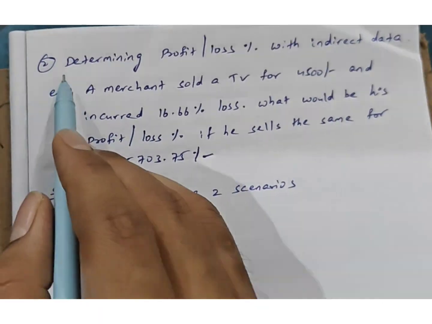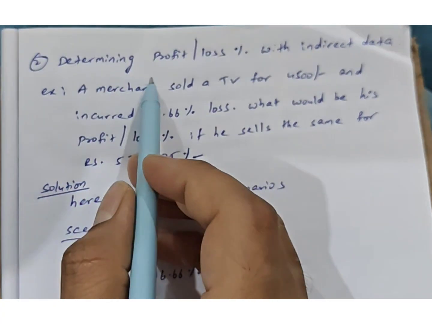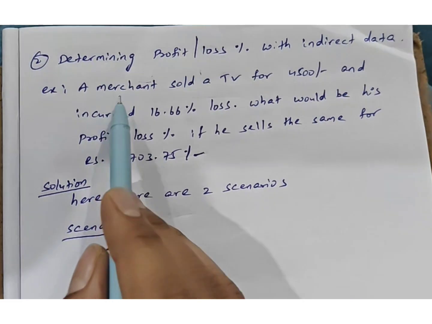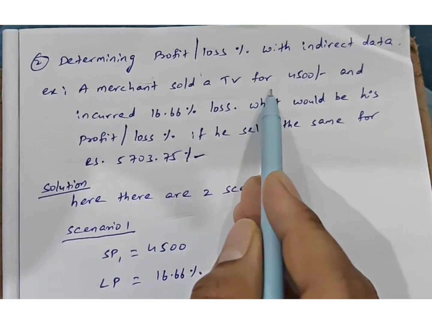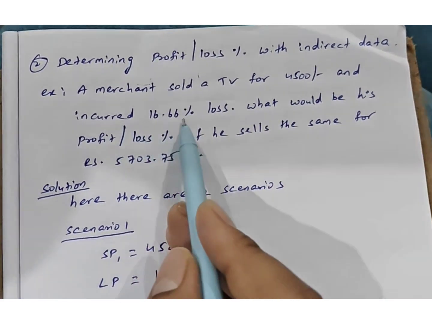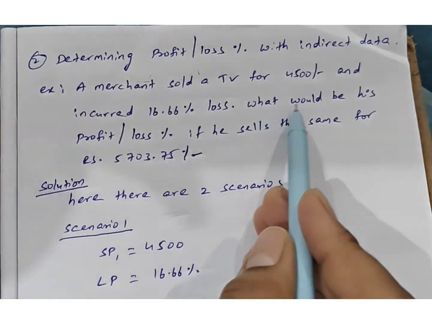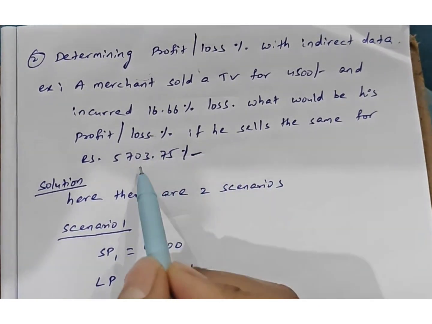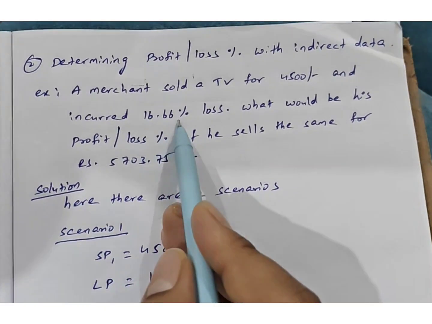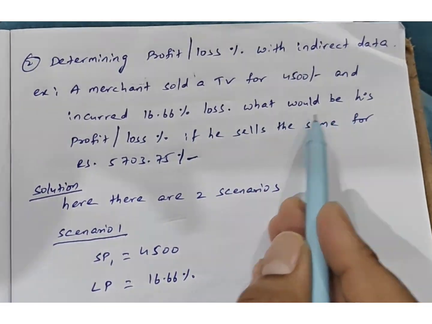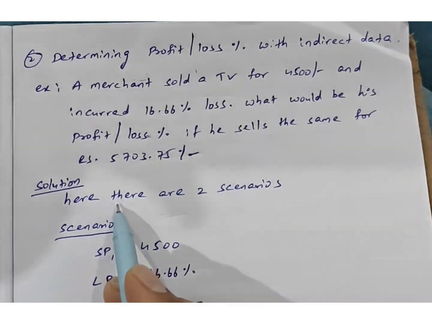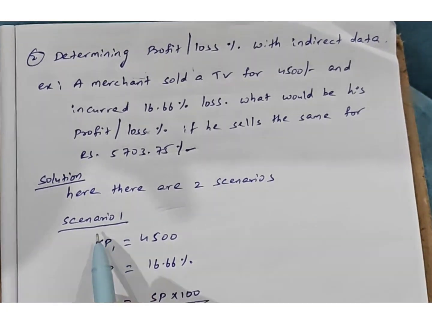Let's take another scenario, determining the profit or loss percentage with indirect data. A merchant sold a TV for rupees 4,500 and he incurred a net loss of 16.66 percent. What would be his net profit or loss percent if he sells the same for rupees 5,703.75? Here we have taken this as an odd figure so that we can calculate the problem easily.